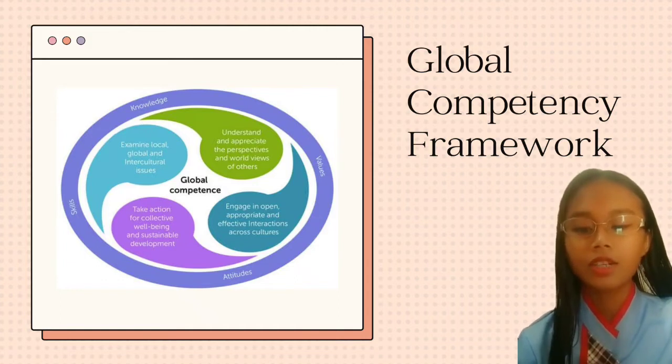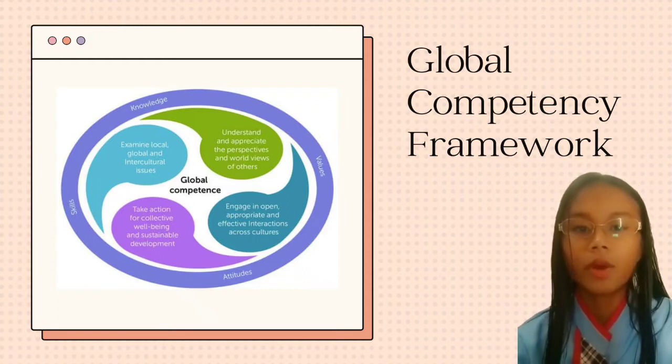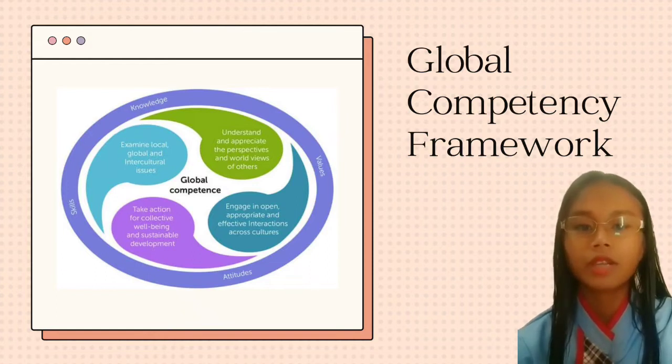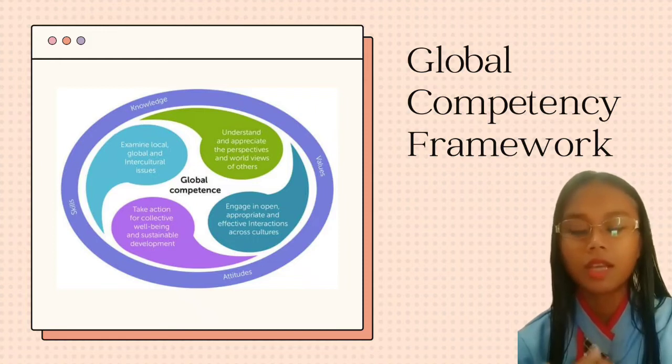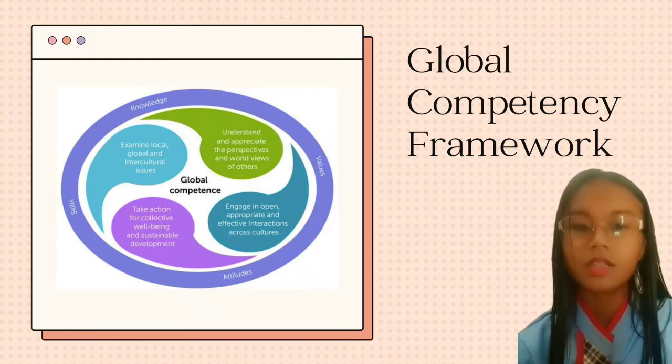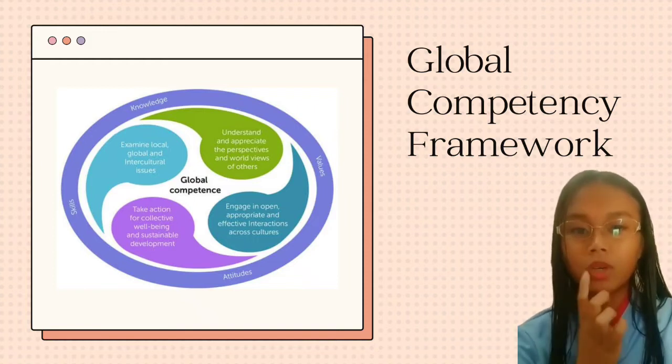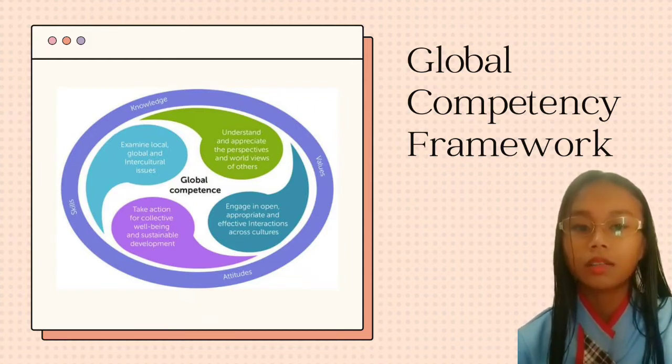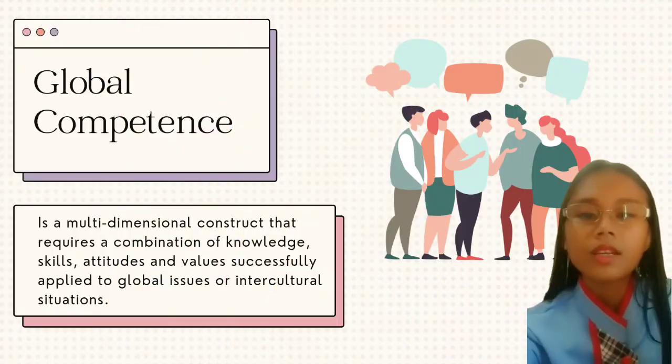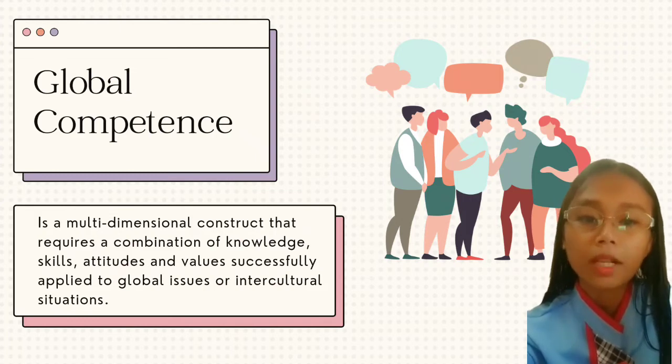Next is the skills. After having the knowledge, attitude, and values, we should apply them. So, the skills. After having the knowledge, which is to know the issues around us, the values, to appreciate and understand others, and then the attitude, which is to have effective interactions with others, last is the skills. We have to apply this in our actions for us to find solutions or take action with those issues. So we will now elaborate on what global competence is.